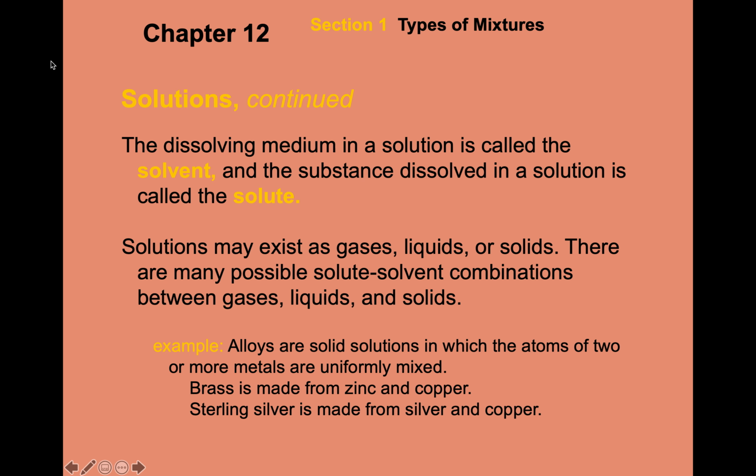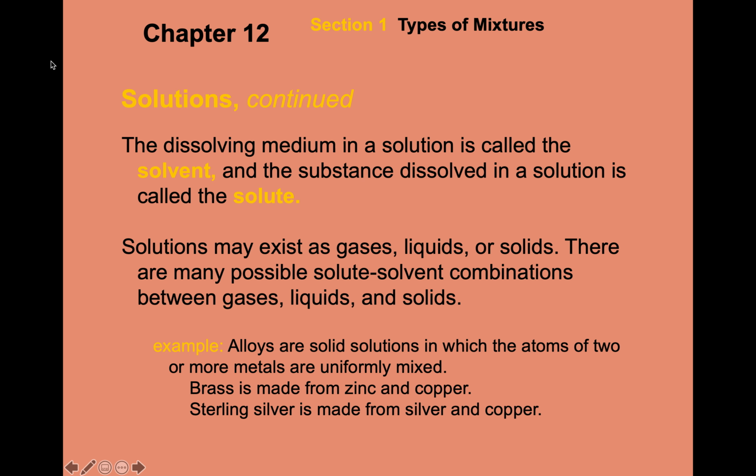From there, we have to describe parts of our solution. The thing in which we dissolve something, the thing that is present in the larger part, is typically referred to as the solvent, and the thing being dissolved in the solvent is called a solute. So for instance, in the sugar and water situation on the previous slide, as long as the sugar is present in less of an amount than the water, we call the sugar the solute and the water the solvent.